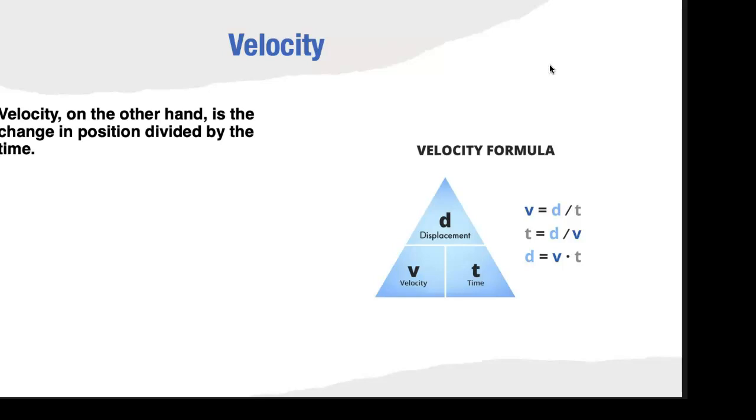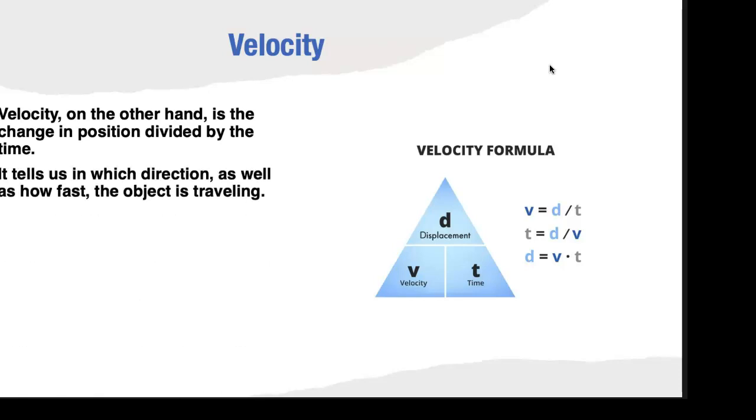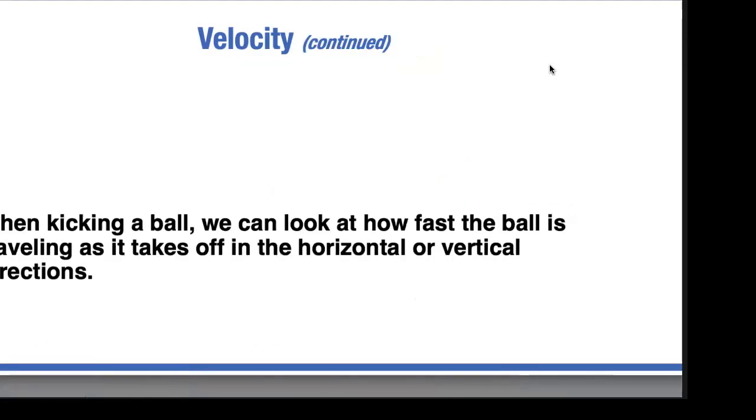Velocity, on the other hand, is the position change divided by the amount of time. So this tells us in which direction and how fast. Remember those terminologies. You're going to have a question to define velocity, and it's going to have something about how it tells you what direction, and one of the other answers is going to be speed. Just make sure you know the terminologies there.